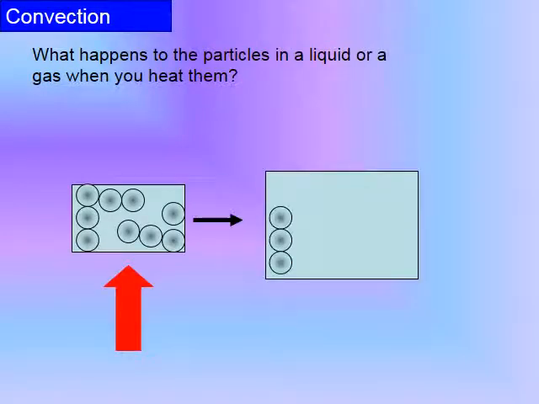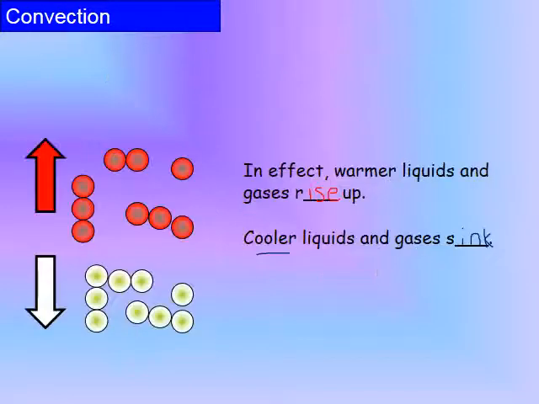So in a convection current, colder air or colder liquids have particles packed closer together, and they become more dense. And when they become more dense, they sink. As liquids or gases are heated up, those particles become further apart. They become less dense and they rise. So in effect, warmer liquids and gases rise up and cooler liquids and gases sink.